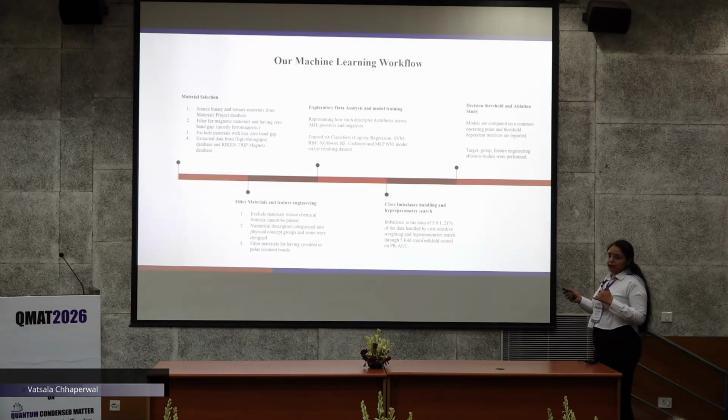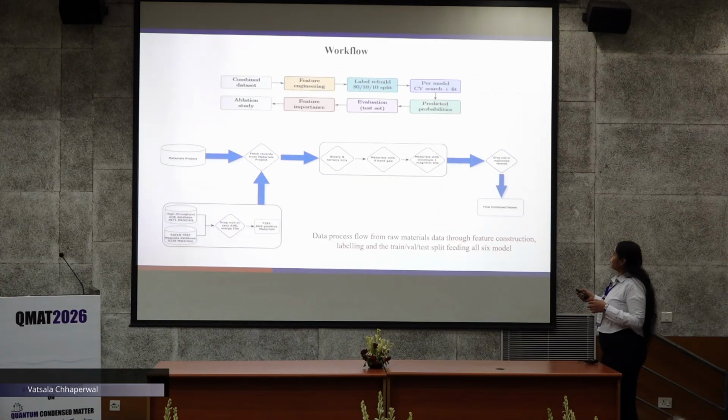But in our machine learning workflow, we took the database from a literature-based paper on high-throughput AHE. In that paper we got 2871 materials categorized into the classes of AHE positives and negatives. Another database was the RIKEN Tri-Magnets database, consisting of 6220 materials. It is a supplemental database that is present in the Materials Project database.